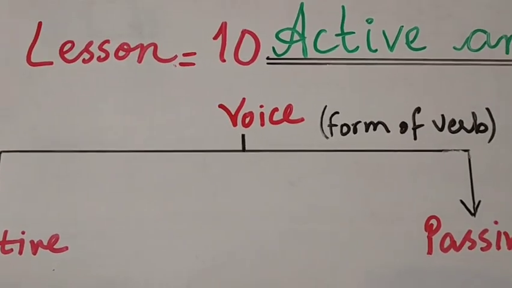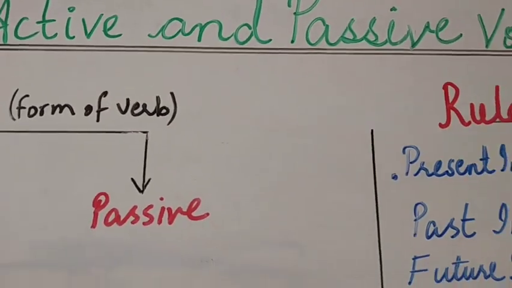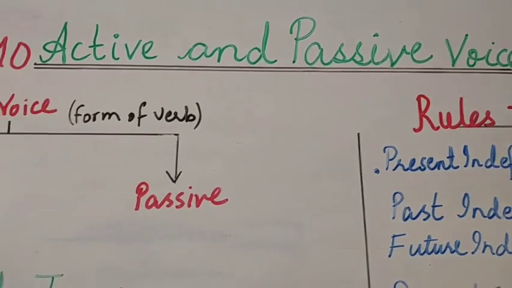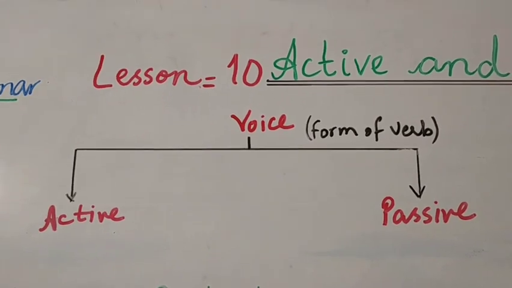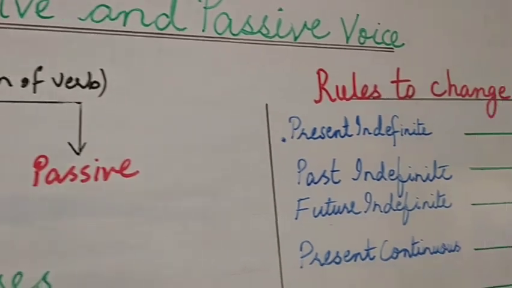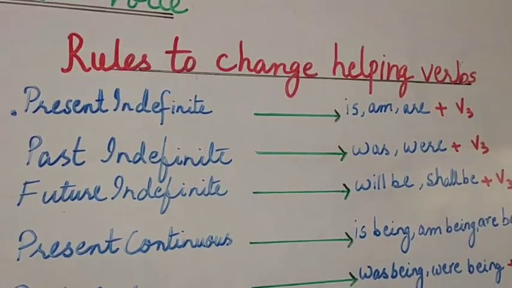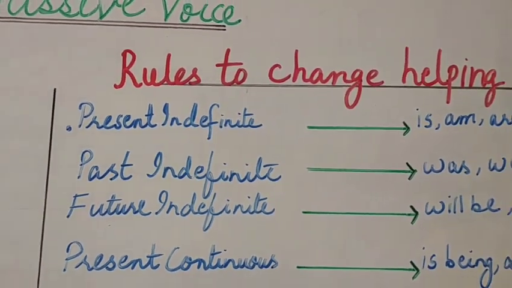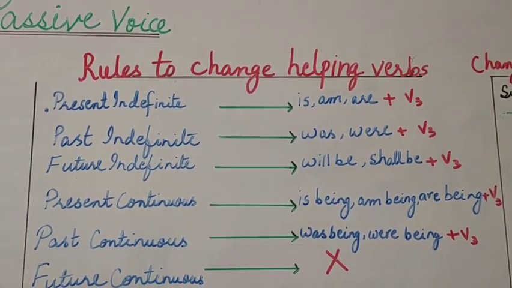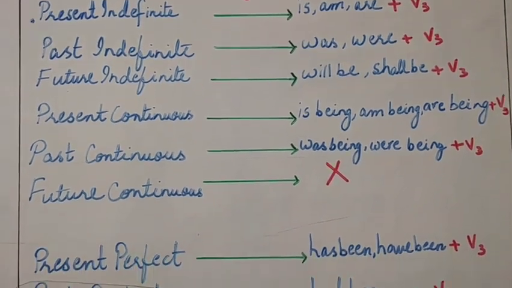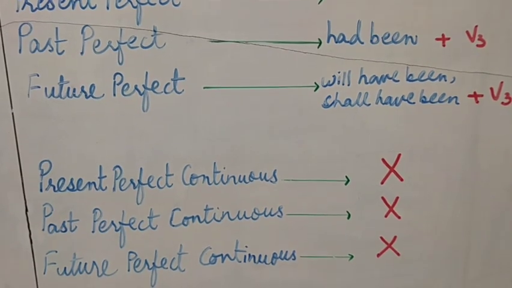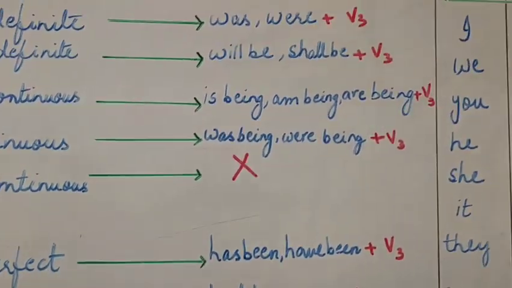Girls, in your previous clip, we learned a new lesson about active and passive. We learned the steps: first we learned the voice, and then we learned how to transform active voice into passive voice. We learned the rules to change the helping verbs, as well as the changes we make in our pronouns during conversion. Alright, I have given you some homework in your book. Now let's see what is there in our book.